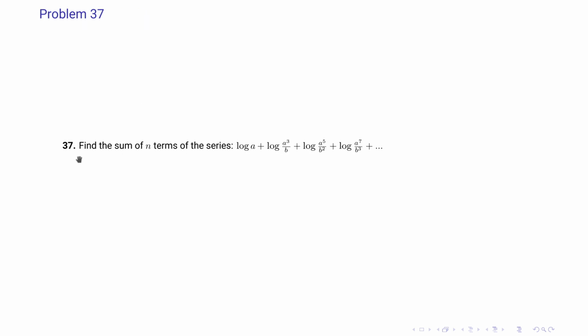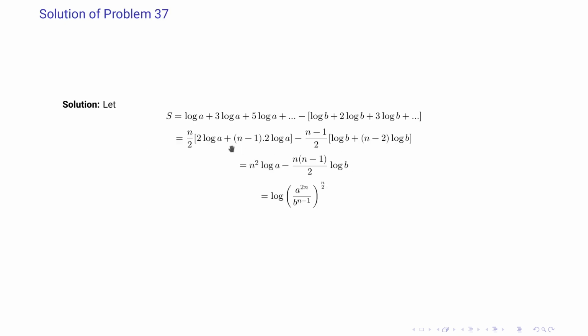Problem 37 says that find the sum of n terms of the series log of A plus log of (A cube by B) plus log of (A to the power 5 by B square) plus log of (A to the power 7 by B cube) and so on. So this can be written as log A plus 3 log A plus 5 log A and so on, minus (log B plus 2 log B plus 3 log B and so on). We let this sum be S. So there will be n terms in this. So our sum would be n by 2 into twice the first term, which is log A, plus (n minus 1) into the common difference, which is 2 log A.